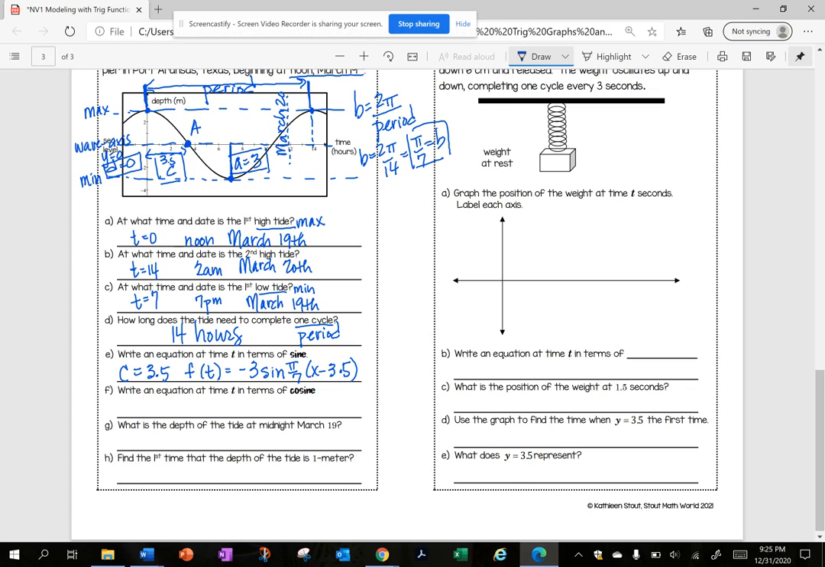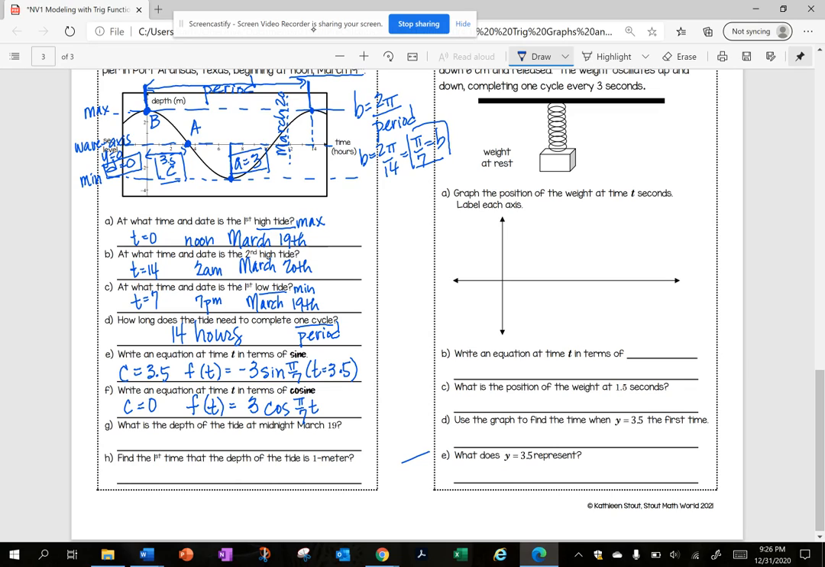All right, let's write an equation in terms of cosine. The closest location to the y-axis is the y-axis, so my c value is 0 there because I'm on the y-axis. I'm starting at a maximum, so this is a positive cosine curve. So f of t equals 3 cosine pi over 7 times t. We're doing it in terms of t, so we're talking about time.